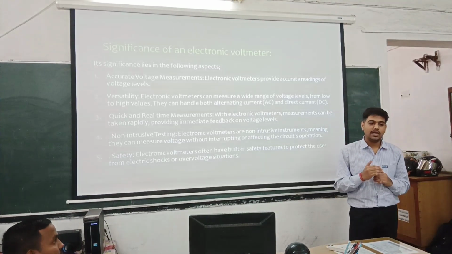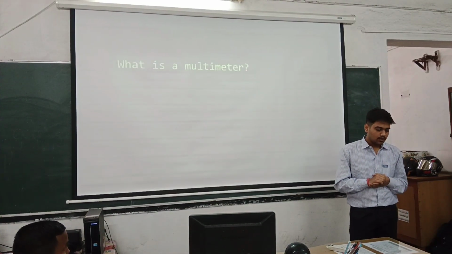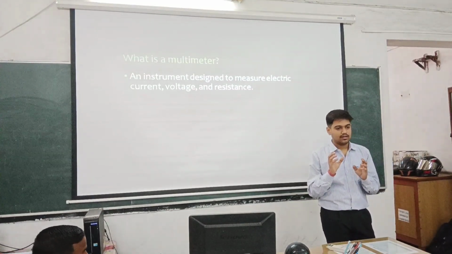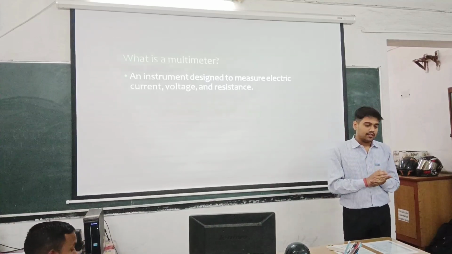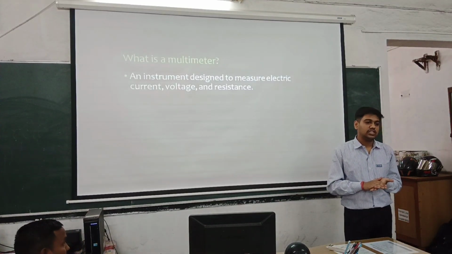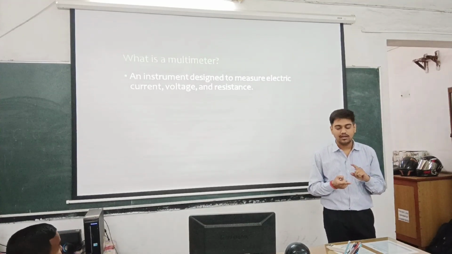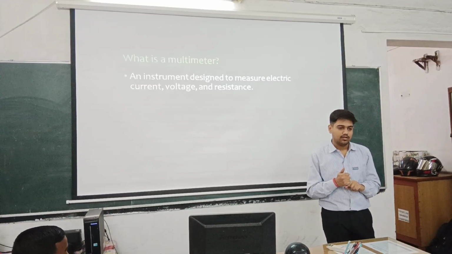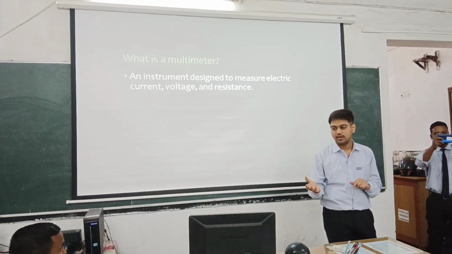Now let's jump on to the multimeter. What is a multimeter? As we can see from the name, it's a meter which can do several things. A multimeter is a device which can measure voltage as well as current and resistance. So now we'll see the significant specifications of it.